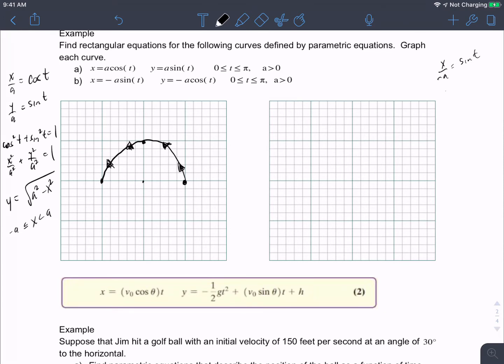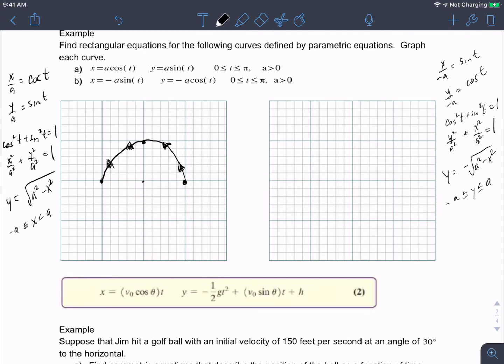And y over negative a is going to be cosine of t. And so what we're going to get is, again, cosine squared t plus sine squared t is equal to 1. So that's going to be y squared over a squared plus x squared over a squared is equal to 1. And when we clean this up, we're going to get y is equal to negative root of a squared minus x squared, where I'm going to go from negative a to a.